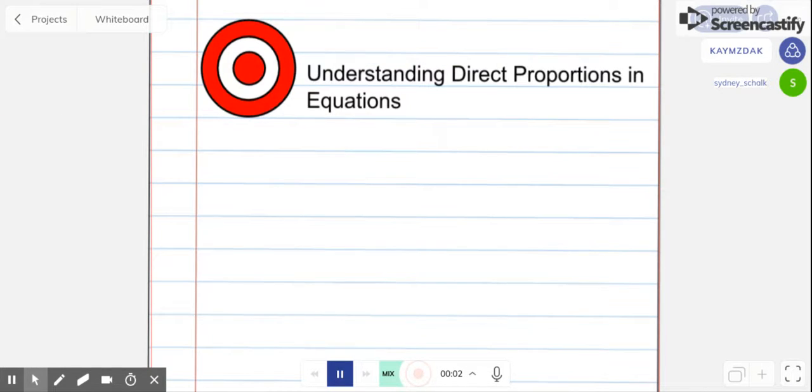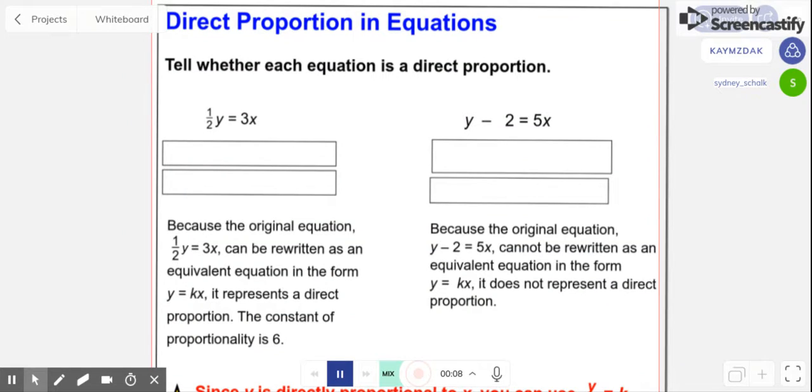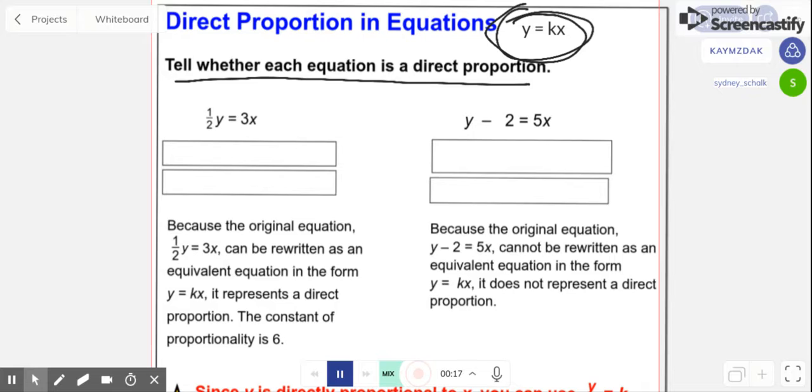Hello, 7th graders. Today we're going to continue learning about understanding direct proportions, but now with equations. So it's important to remember that our direct proportion equation is y equals k times x. In order for us to tell whether each equation is a direct proportion, we have to get y by itself.